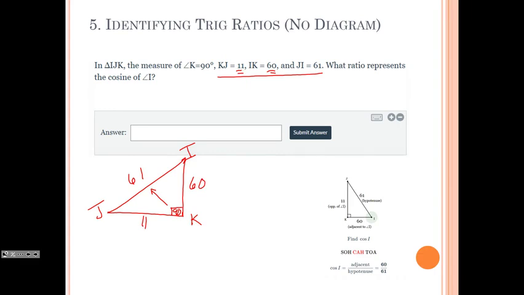IK is 60. It wants the cosine. Cosine means adjacent over hypotenuse. The adjacent side is what? 60. And we're going from angle I. So, excuse me, I didn't even write what these were. Adjacent is 60, hypotenuse is 61. That does not reduce. That is your answer.